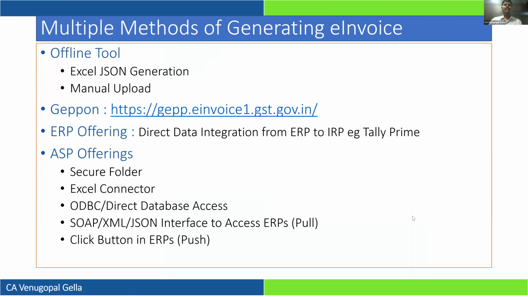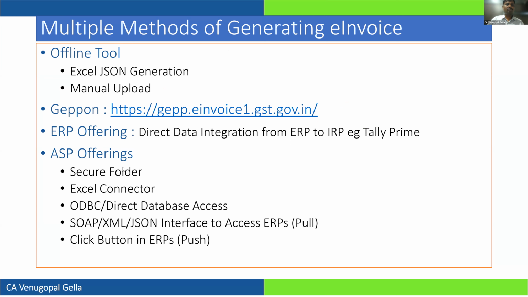Government has given already multiple tools and four different formats, A, B, C, D version of Excel, basis the type of transaction. You generate a JSON and upload it manually. They have also given a generation of e-invoice and processing of e-invoice tool. Then the best thing is the ERPs, like our Tally Prime, they have a direct data integration. So you do a data entry in the Tally, press a button, e-invoice gets generated.